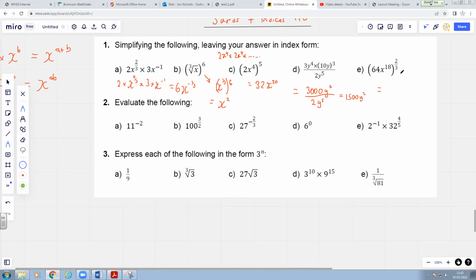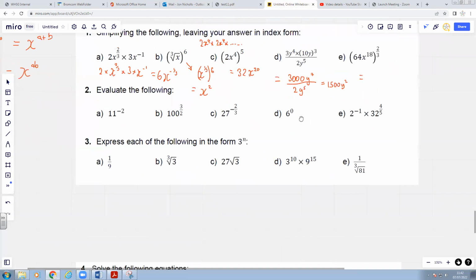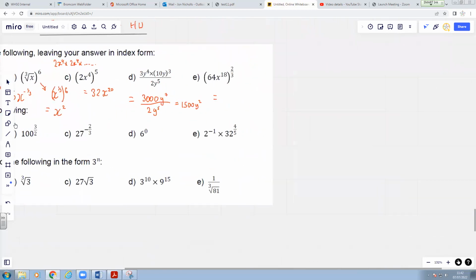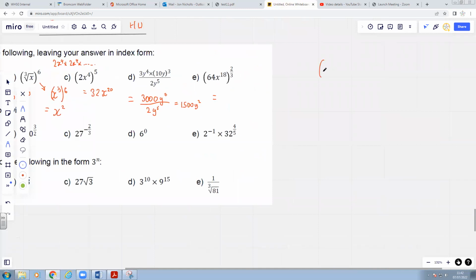And then here, okay, here's another thing which I might want to mention with this homework. If you're ever doing something to the power of 2/3, what does it really mean? Well, it means 64 to the power of a third, squared.